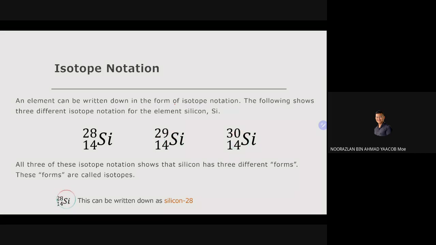This isotope notation can also be written down in the form of ayat like this, silicon-28, because it has 28 nucleon number. Okay, now let's have a look. Let's refresh your memory about what isotope is.